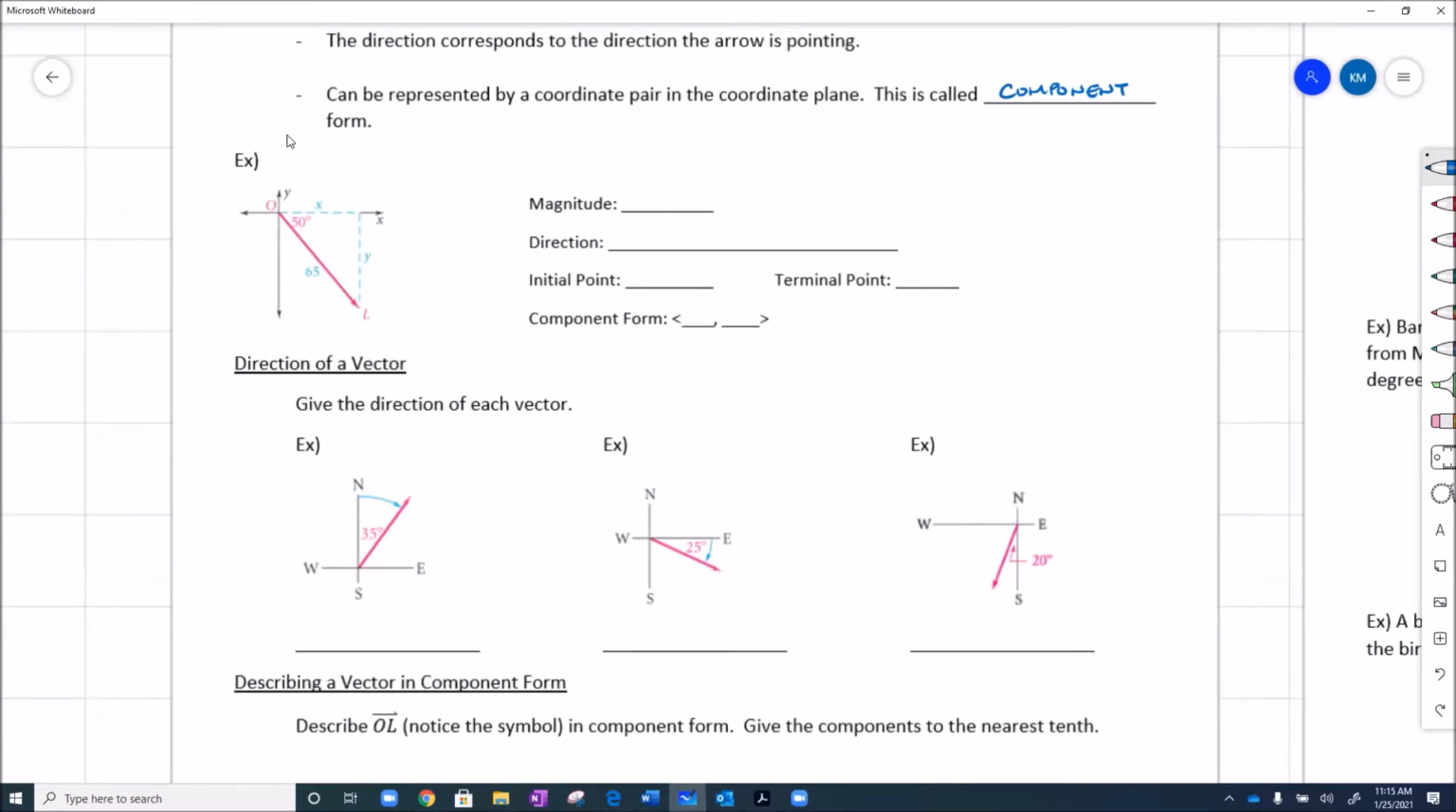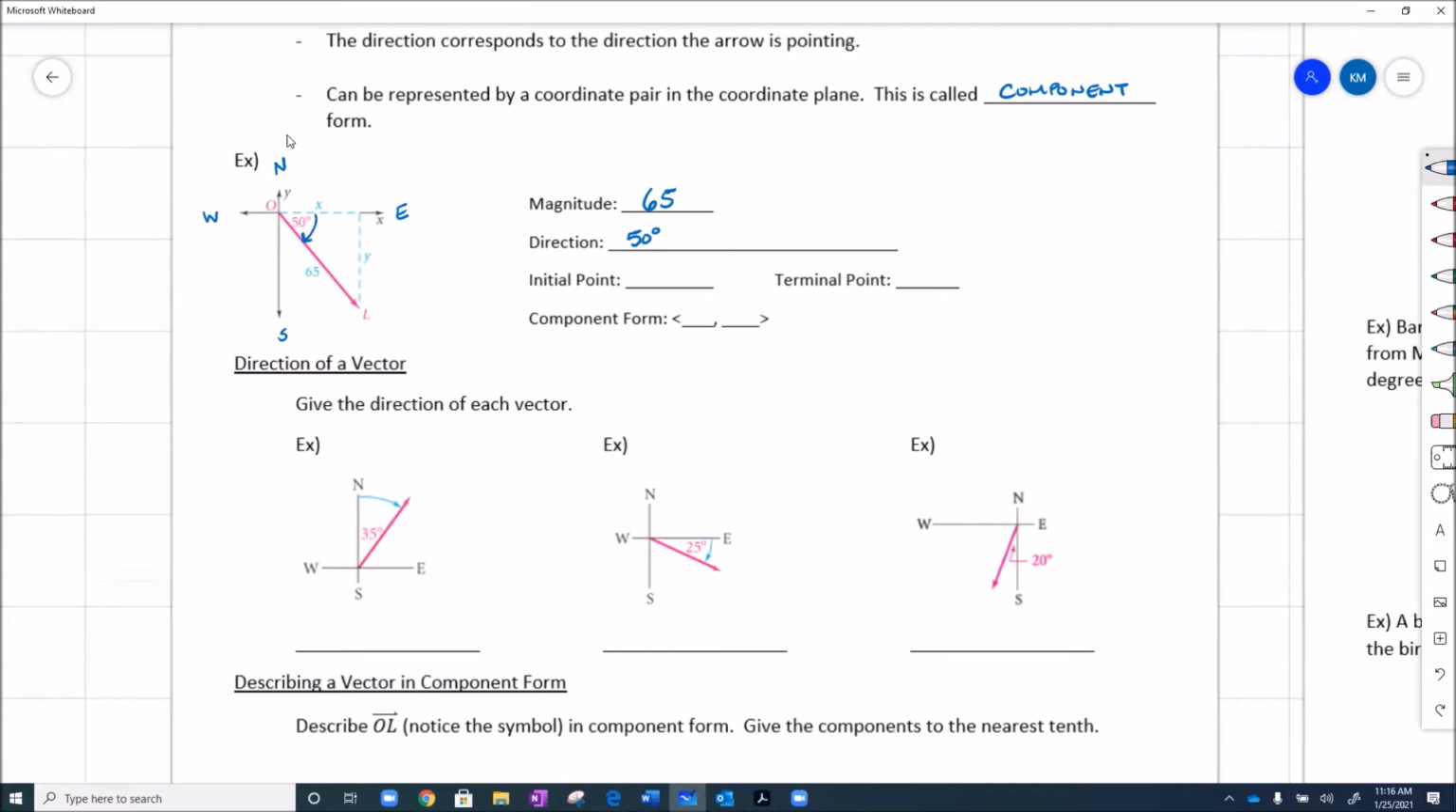So here's an example. We have a vector here. You'll notice that it gives us the length of OL as 65. That length, that is our magnitude. We use our direction. For the direction, we actually use the compass rose, like this: north, east, south. And the direction of this value, when you say our direction, we'll use the angle measure. In this case, it's 50 degrees.